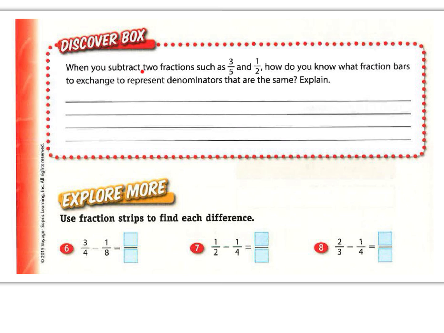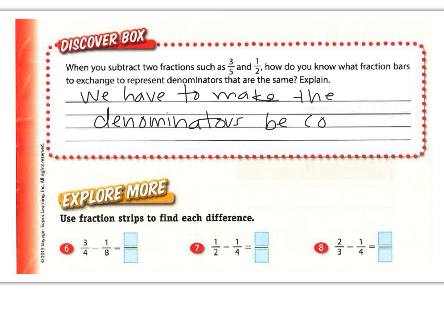All right, this says, when you subtract two fractions such as 3/5 and 1/2, how do you know what fraction bars to exchange to represent denominators that are the same? Well, we know we have to have common denominators, so we would have to exchange any denominators that are not the same. So we have to make the denominators be common or the same.